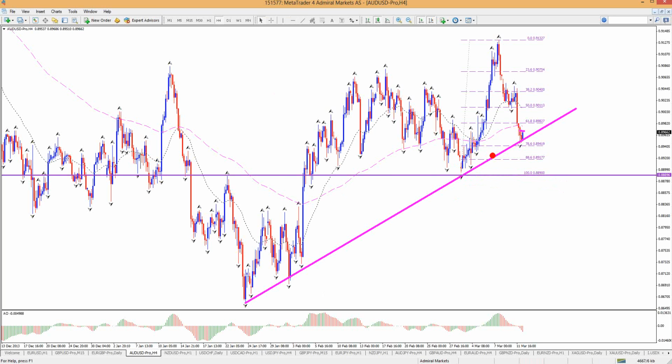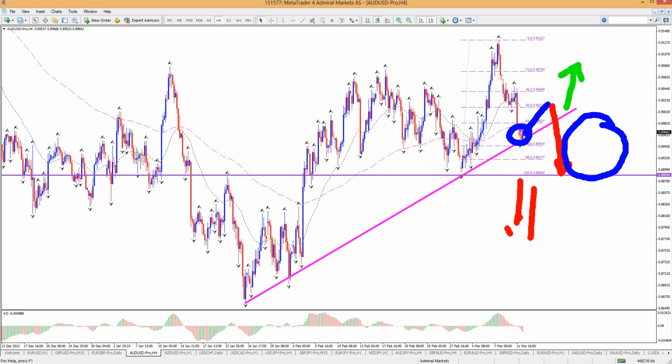Just because we break the support level, let's say we don't bounce here, or we bounce a bit and then we break down like this, right? Anything above this magenta is still potentially bullish. Anything between the magenta and purple is a neutral zone, and anything below this bottom is getting into bearish territory.